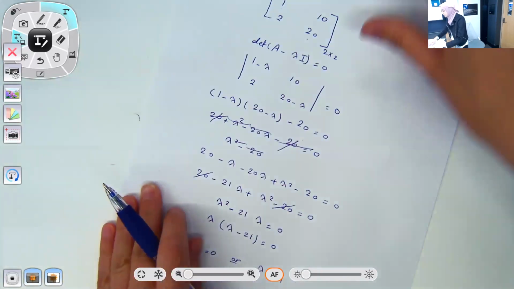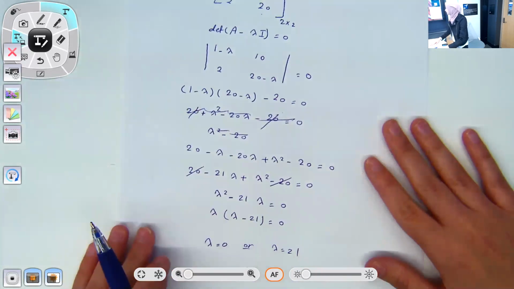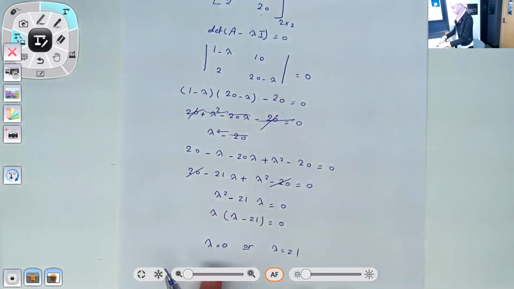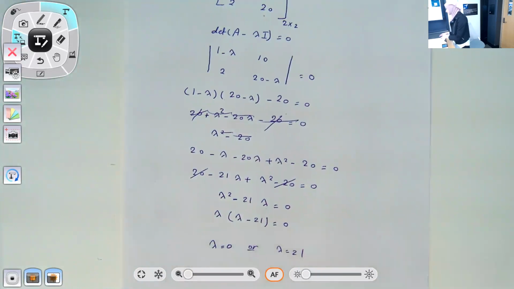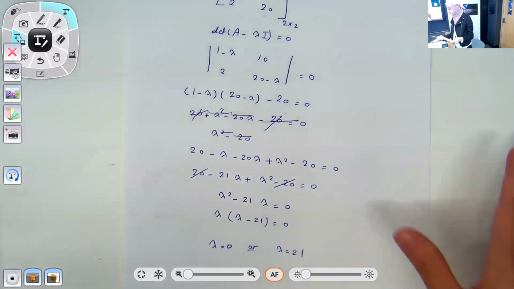Okay, this is the solution for question 1. It's enough to show that the values of lambda are 0 and 21. We need all of this explanation, and you need to be familiar with this to find the solution in part 2. Okay, now let's move to part 2.